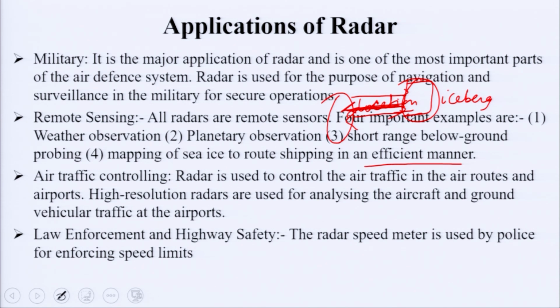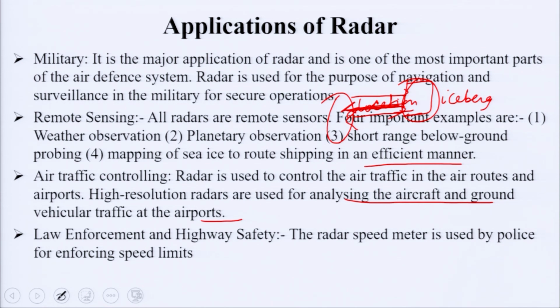Air traffic control is a very important application, because it avoids accidents. If an aircraft is running and on its path another one comes, then there is a chance of an accident. So, with the help of radar we are able to detect whether another aircraft is on our path or not. So, radar is used to control the air traffic in air routes and airports. High resolution radars are used for analyzing the aircraft and ground vehicular traffic at the airport.